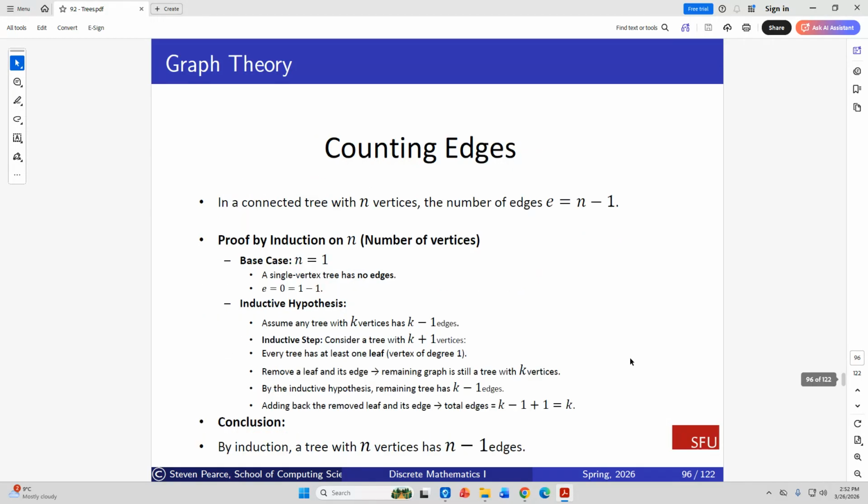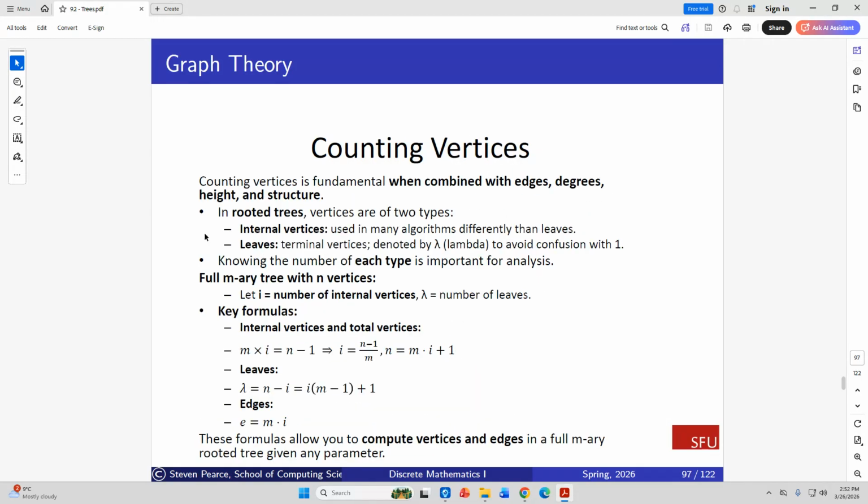Counting vertices now. Here we counted edges. Now we're going to count vertices. Counting vertices is fundamental when combined with edges, degrees, height, and structure. In rooted trees, vertices are of 2 types, internal and leaves. Knowing the number of each type is important for analysis. Okay, this, of course, is for very, very big working data sets.